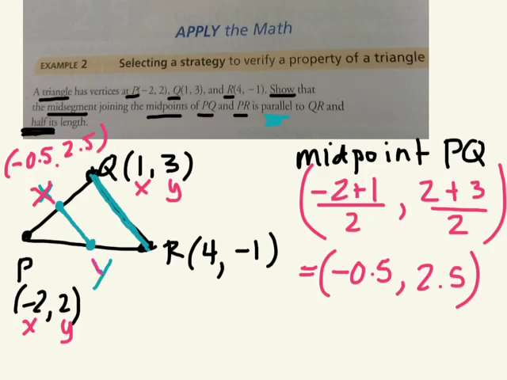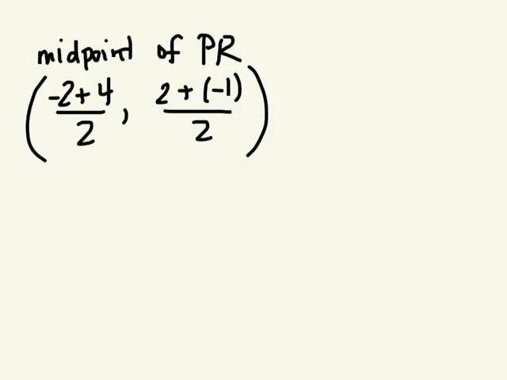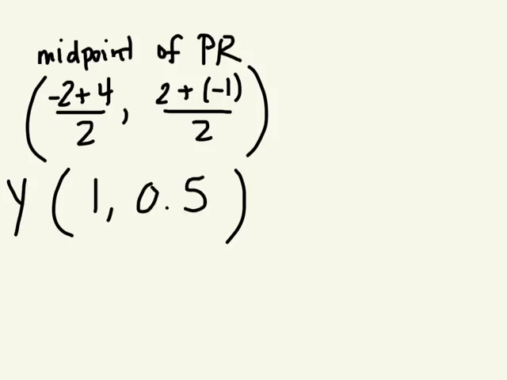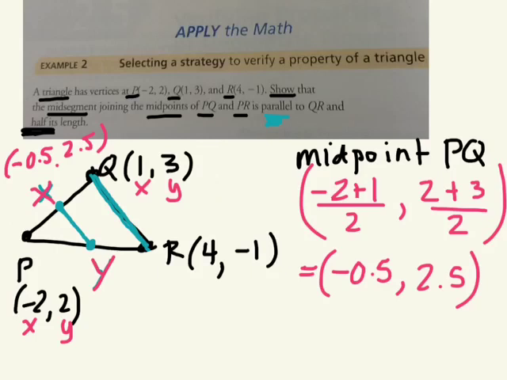I want you guys now to find Y, the midpoint of PR, as their coordinates. So midpoint of PR, which I called Y. Where is it located? We can turn it into a decimal. Okay, so Y, the other midpoint, is located at 1, 0.5. Okay, now we have the coordinates of X, Y.